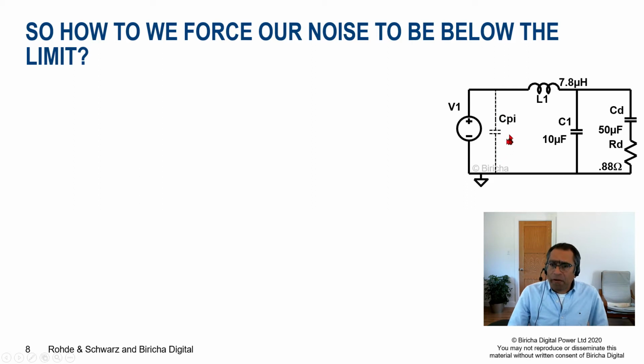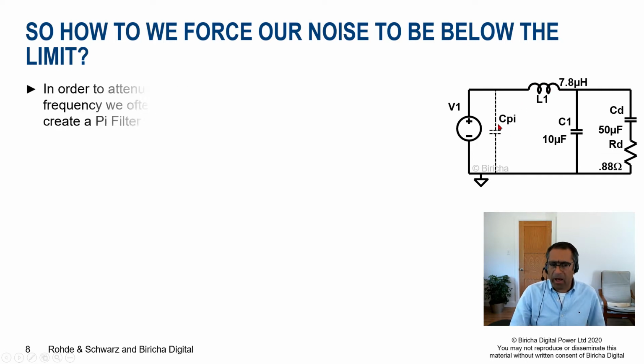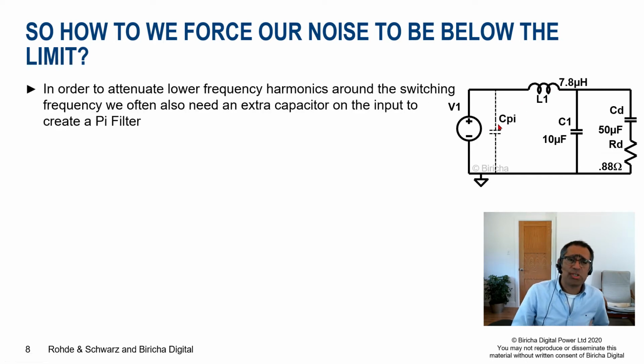So often we have to also add an extra capacitor here in order to form a pi filter. Let's call this C pi. Now that is used in order to attenuate the frequencies in the lower range, around 150 kilohertz or so, i.e. your switching frequency range instead of the harmonics.